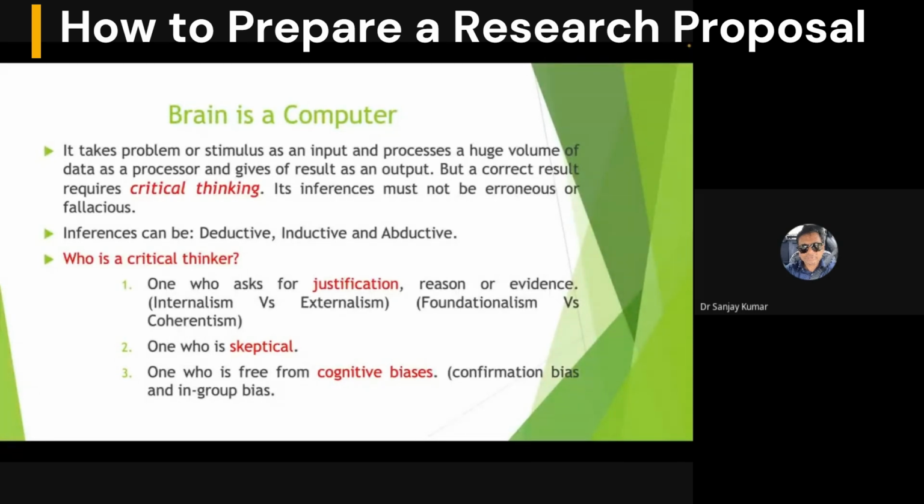Okay, so who could be a critical thinker? See, if you are going to prepare a research proposal or do research work, you must be a critical thinker. A critical thinker is one who asks for justification, reason, or evidence, whatever you are concluding, whether you are trying to establish a theory or refute it. For example, when Ramanujacharya did this Khandan of Mayavad, even when you are trying to refute something, you must ask for justification in your research work.